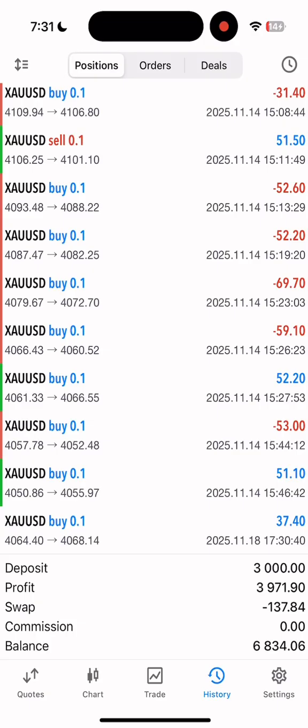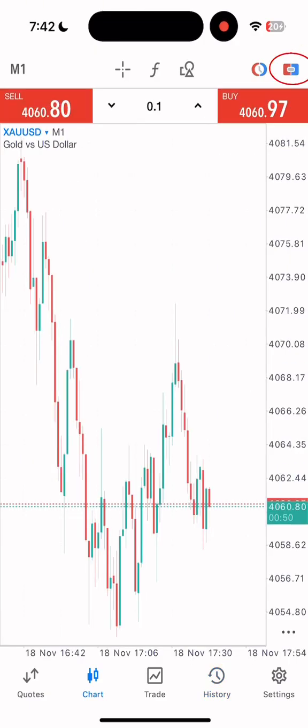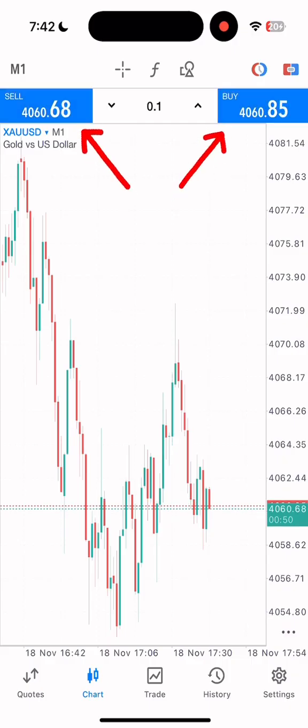Let's take one more trade together, but I'm going to show you how you could do it straight from the chart. When you hit this rectangle in the top right corner, it'll allow you to buy or sell straight from the chart. We're back on the gold chart. It seems to be dropping down, so let's see if we can get in for a sell position, which means we want the market to go down. Boom, I just hit sell.